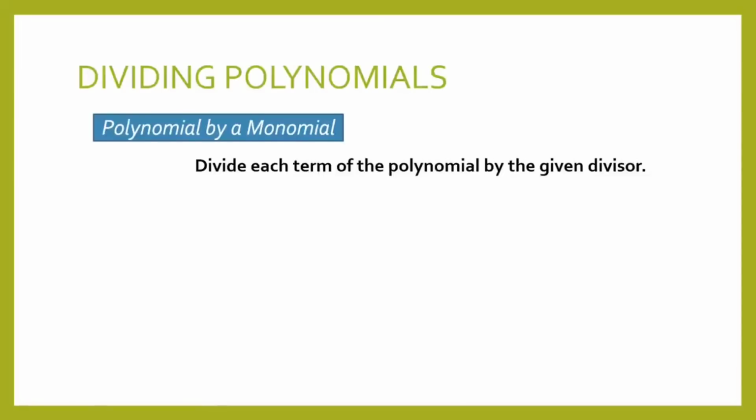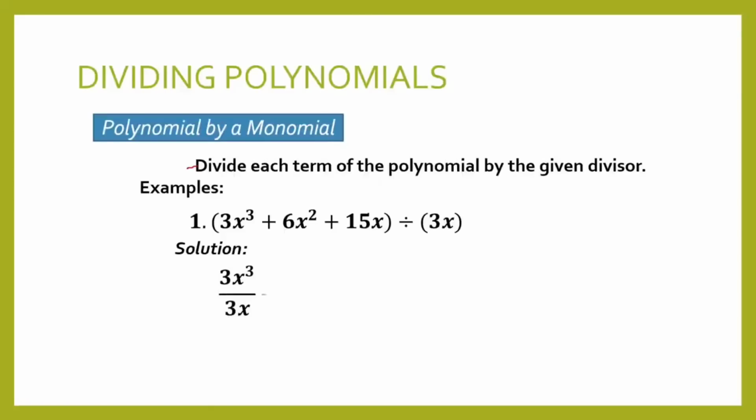With that, let us try to divide polynomial by a monomial. So it says there, we divide each term of the polynomial by the given divisor. For example, we have the polynomial 3x cubed plus 6x squared plus 15x. We are going to divide that by the monomial 3x. So what we'll do is to distribute our divisor, which is 3x. So we will have 3x cubed divided by 3x plus 6x squared divided by 3x plus 15x divided by 3x. And we can cancel 3 and 3.